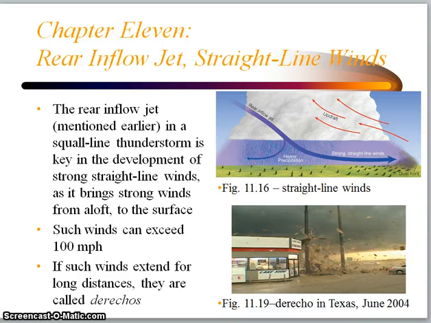Additionally, if the winds extend for long distances and cause lots of reports of property damage, they can be called derechos. And figure 11.19 is a photograph of a derecho line of storms moving through Texas. I wouldn't want to be in that mini-mart at that point in time, would you?